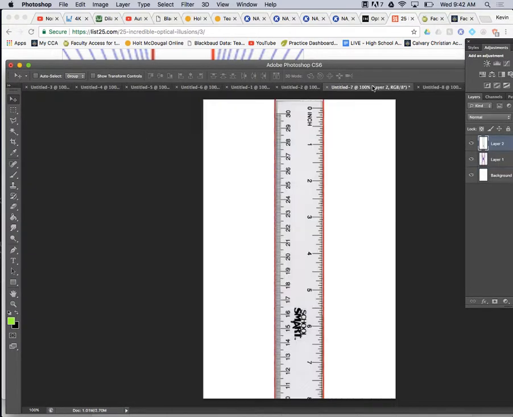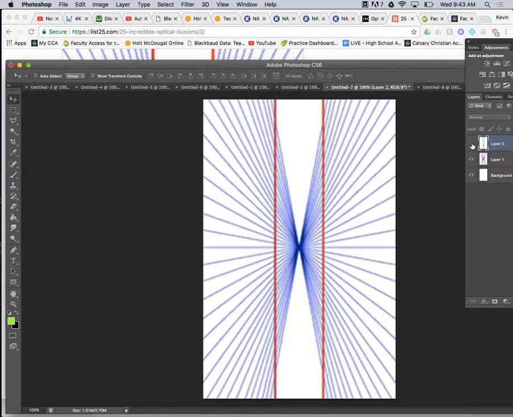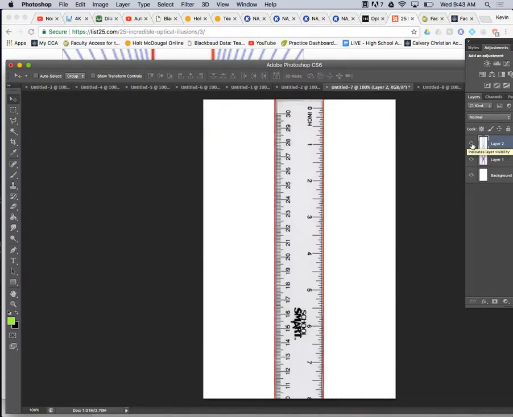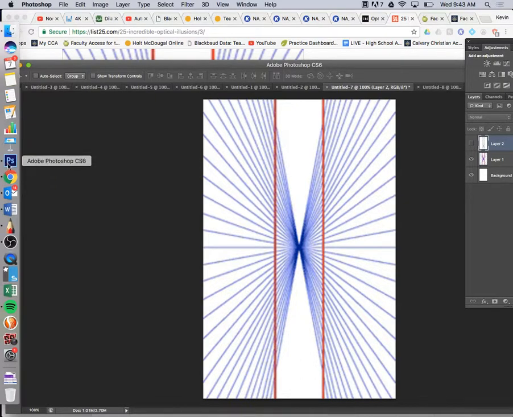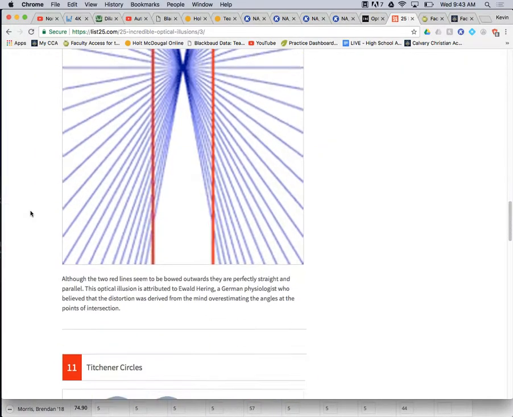Bust out the Photoshop and take a look. Look at that. Same lines, completely straight. You see? They just look bowed.